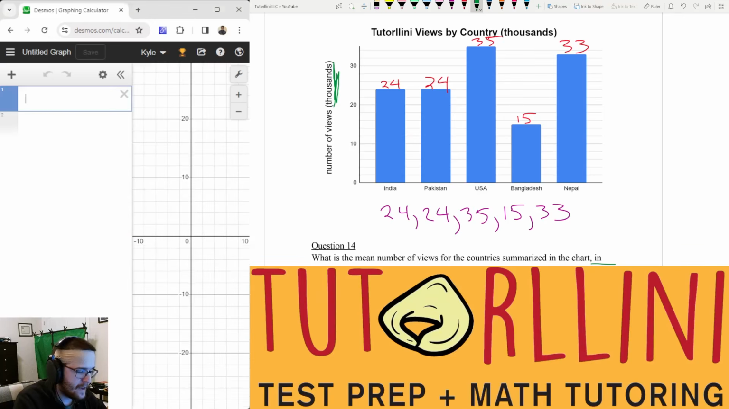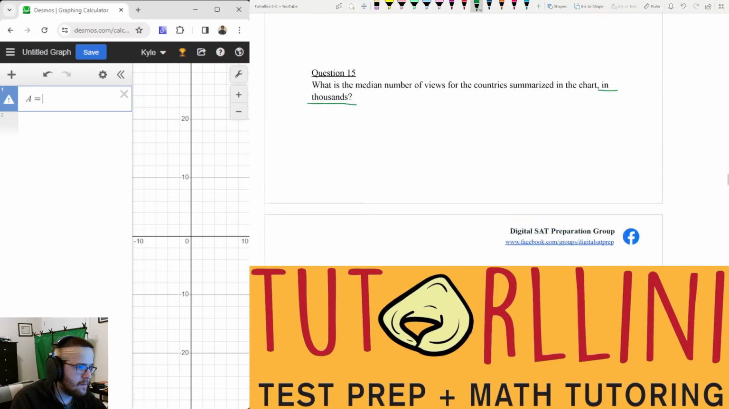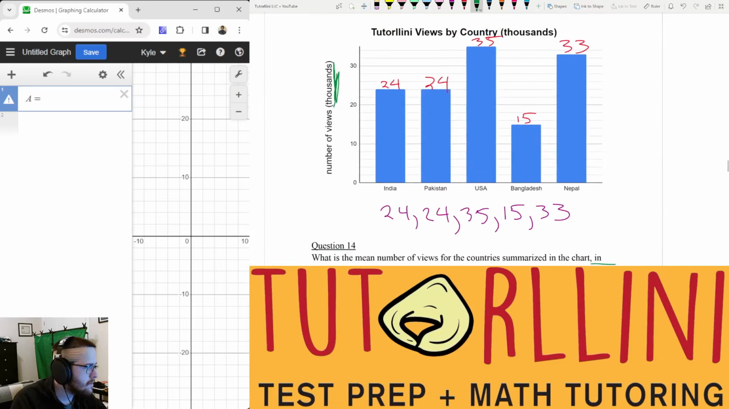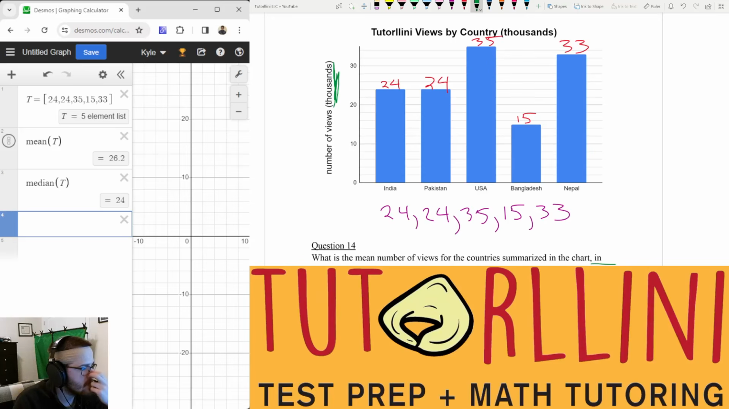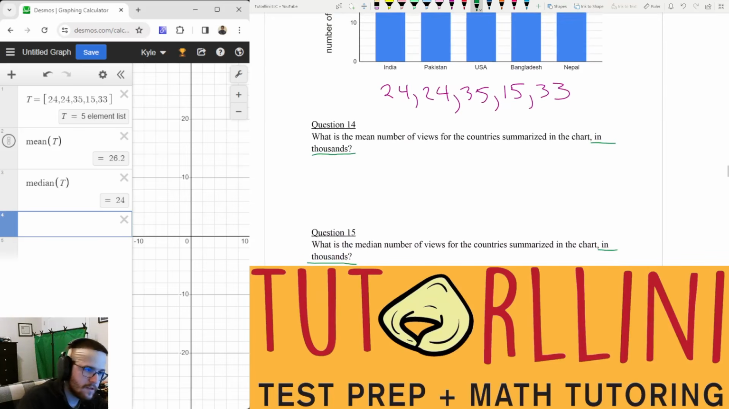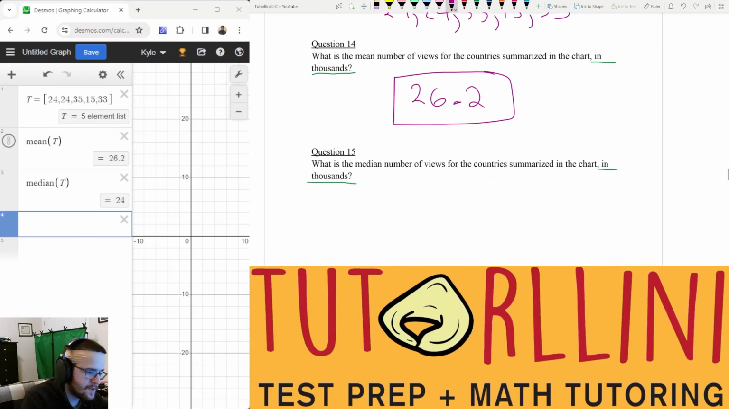Why don't we make list A? Let's do T for tutorlearning. So bracket 24, 24, 35, 15, 33. And we're going to do the mean of T and the median of T. Okay, so for the mean, we get 26.2 thousand. And for the median, we get 24,000.